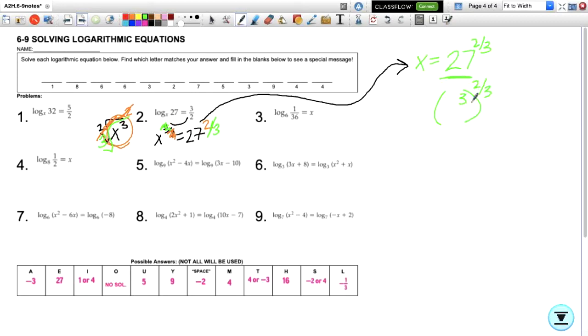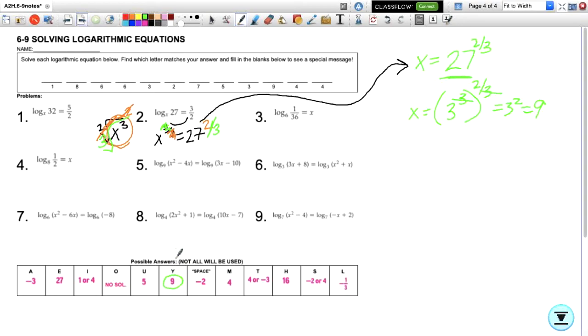If I times by 3 and divide by 3, they'll cancel to something squared. And 27 is a perfect cube. It's 3 to the third power. So something to the third divided by 3 cancels, and I'm left with 3 squared, which is the exact same thing as 9. So my answer for number 2 is going to be 9.